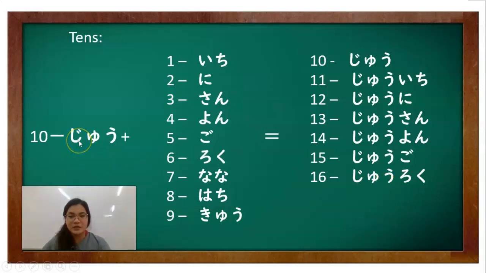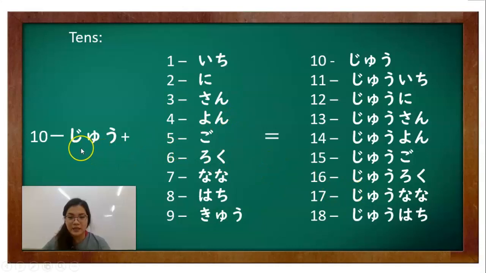17 is ju plus nana, so equals ju nana. Next, 18 is ju plus hachi, which equals ju hachi. And 19 is ju plus kyu, which equals 19, read as ju kyu.